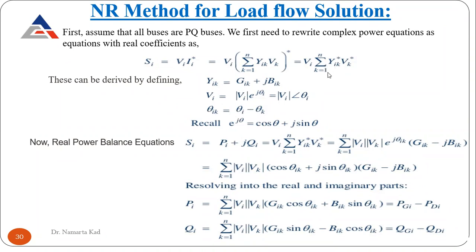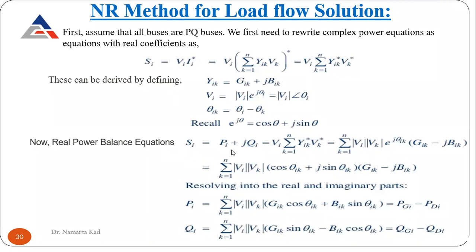Why is it minus theta k? Because here theta i is the angle for voltage Vi and theta k is the angle for voltage Vk. But here there is a conjugate sign, so that's why it is theta i minus theta k. Okay. And also, what is e^(j theta)? That is normal mathematics. We know that it is cos of theta plus j sine theta. Okay. Now, just rewrite again.